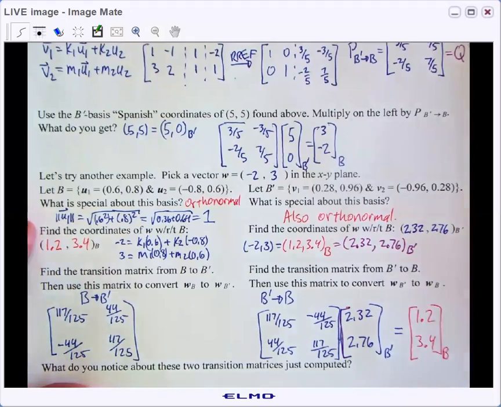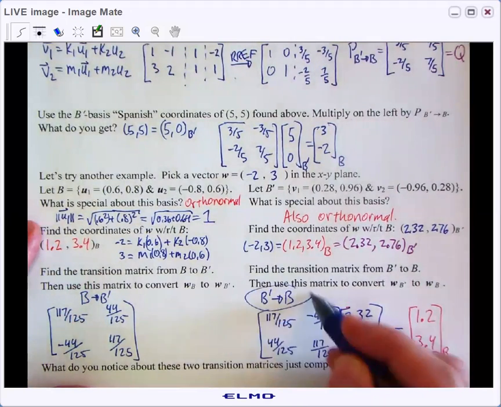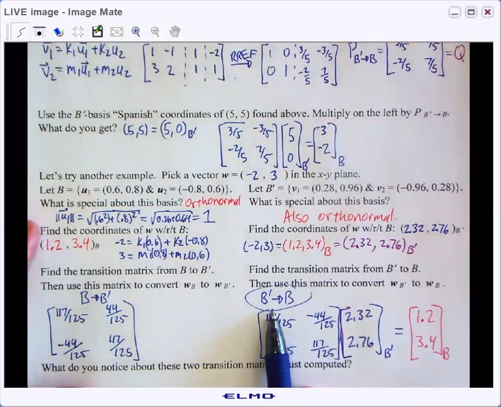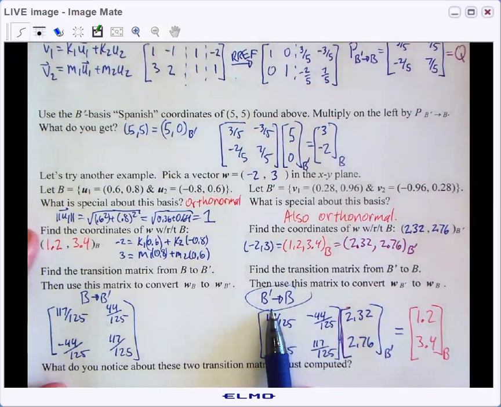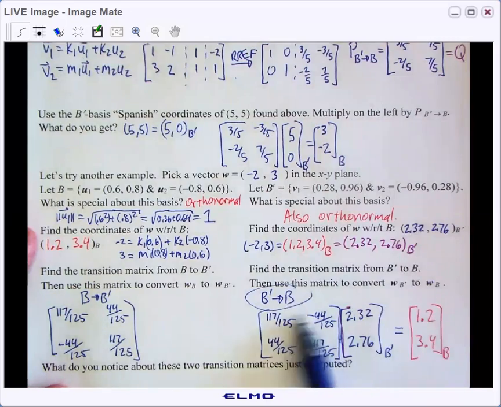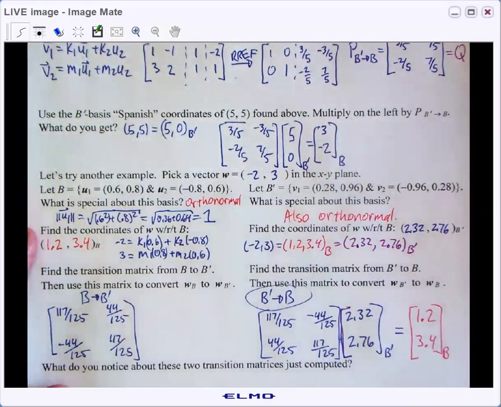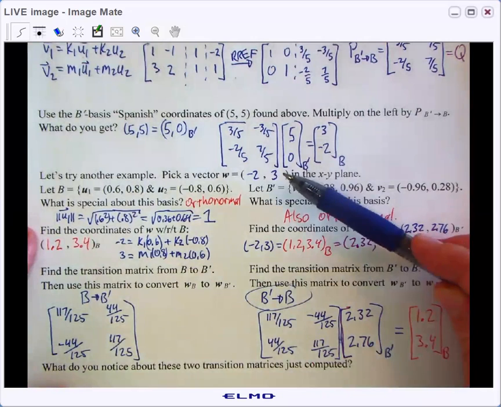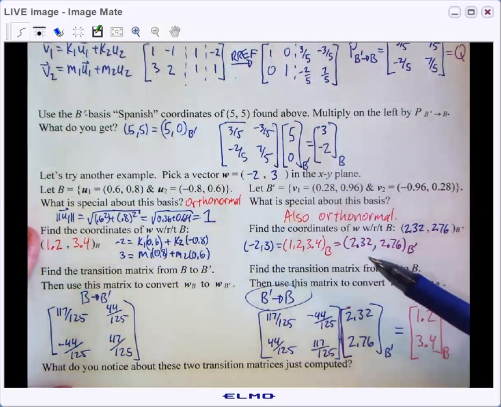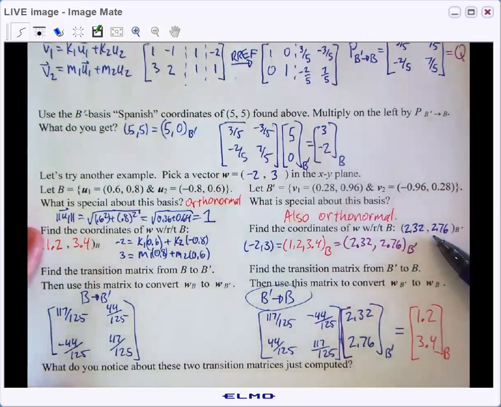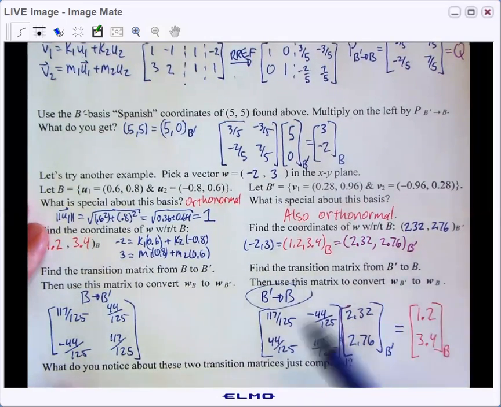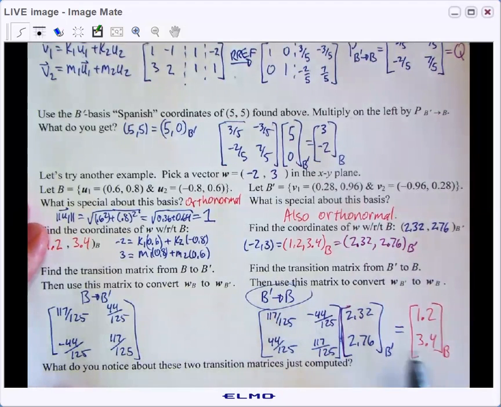So the two things that I want to make sure you keep track of are which direction your matrix goes, okay? And then if you're going to use a transition matrix between two non-standard bases, such as these two, neither of them is the IJ basis, then make sure that you convert your IJ point into the desired basis, and then use the transition matrix that changes from that basis to the other basis to find the correct coordinates.